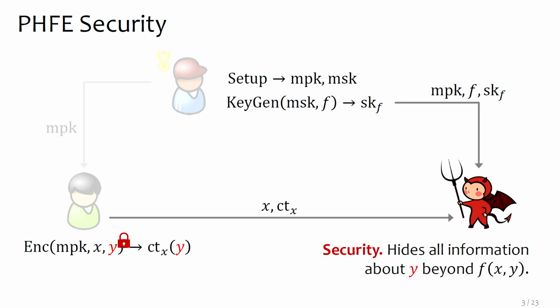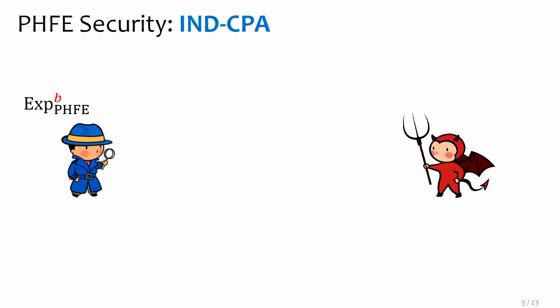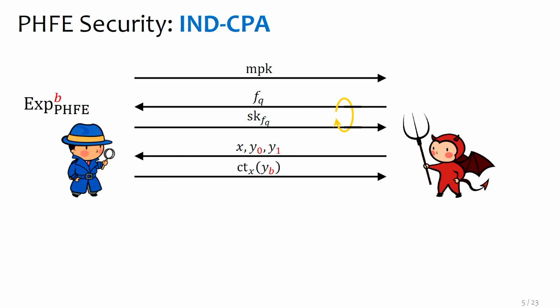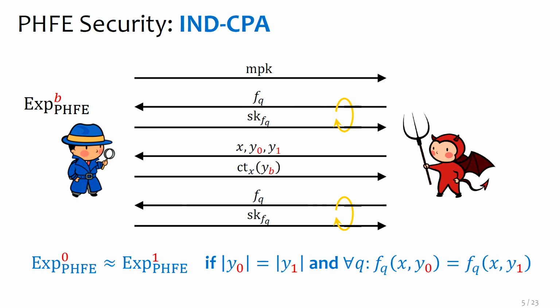For security, we want to ensure that any information about Y beyond F of XY is hidden, given the secret key. In fact, this has to hold under collusion. Given arbitrarily many secret keys, the information revealed about Y is exactly the computation results. Formally, this is defined by IND-CPA security, where the adversary first gets the master public key and then can query multiple functions and receive their secret keys, and then choose one public input and two possible private inputs, gets back the ciphertext of one of them, and then continues the key queries. We require that the ciphertexts of the two possible private inputs be indistinguishable if the private inputs are of the same length and their outputs are the same under those functions.